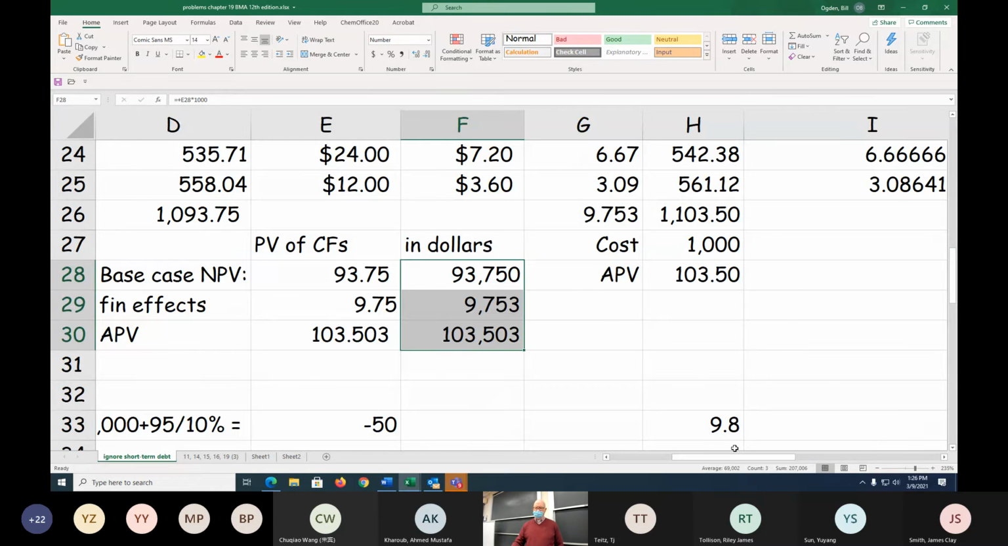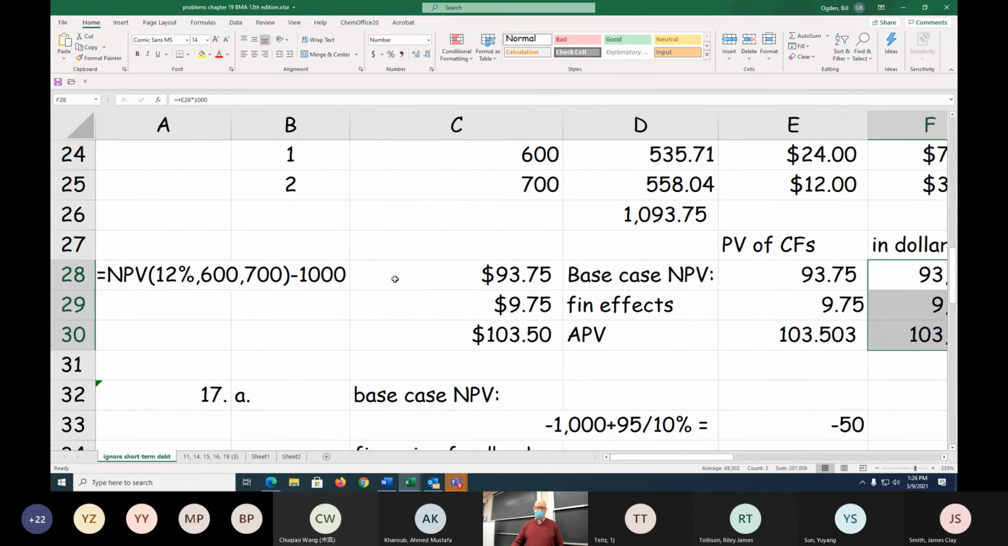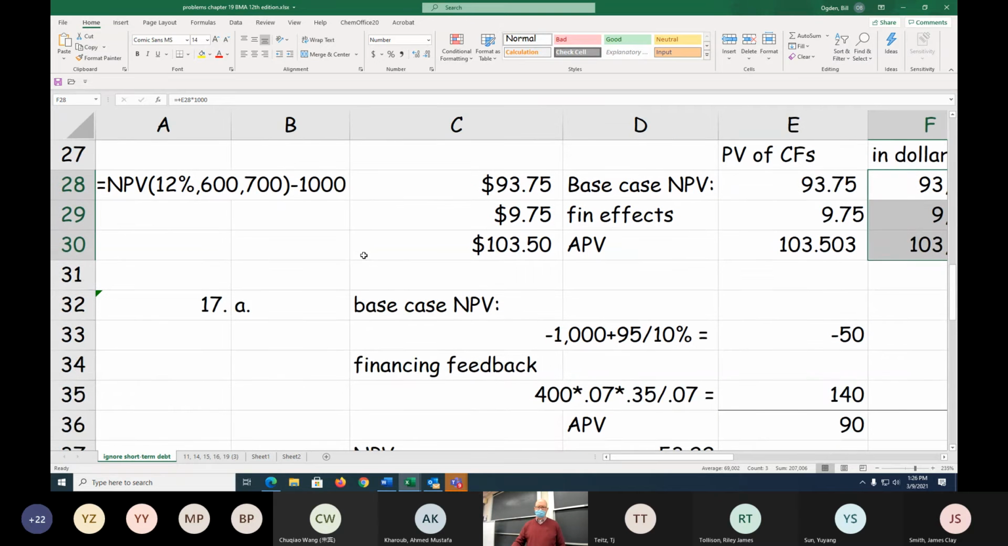All right, let's go to number 17. Okay, part A is similar to the rock crusher example in the book. It's perpetual cash flows, fixed amount of debt, 400,000. Okay, so let's do, first of all, the base case.